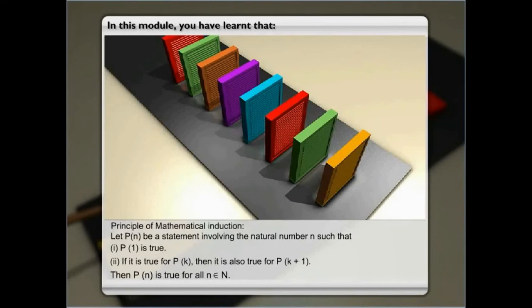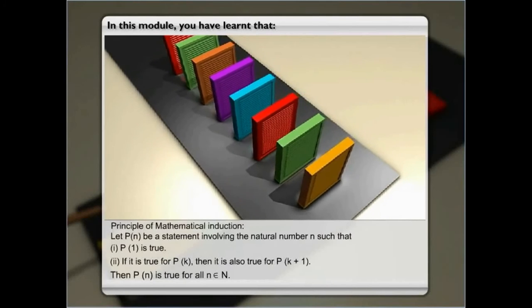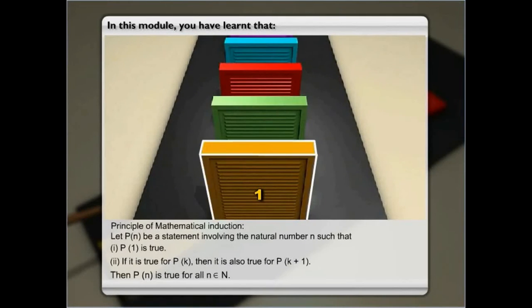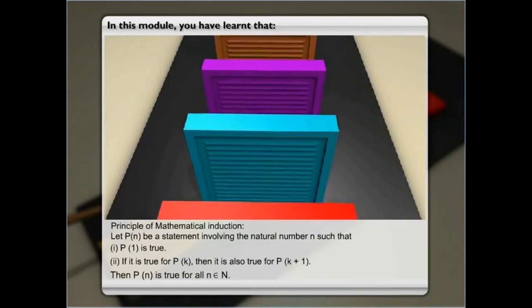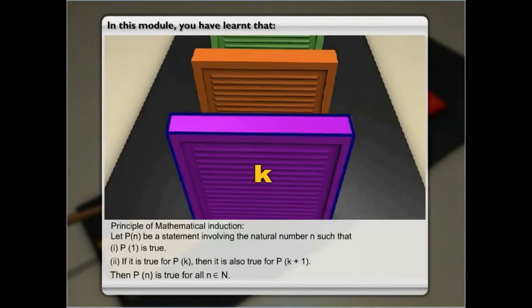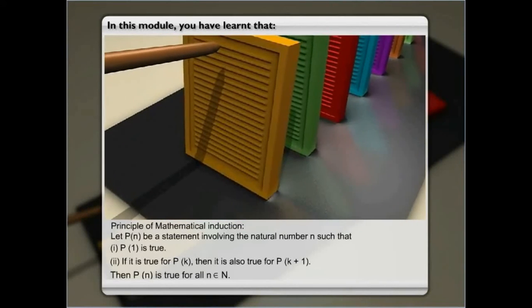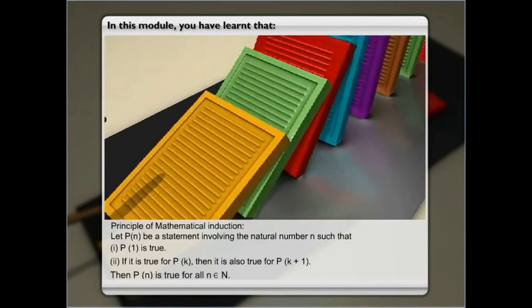Principle of mathematical induction states that if a mathematical statement involving the natural numbers is true for natural number 1, and if the statement is also true for natural number k, then it is true for k plus 1th natural number. Then the mathematical statement is true for all the natural numbers.